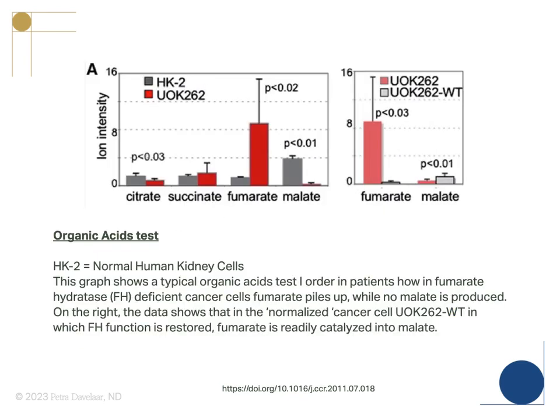This graph shows a typical organic acid test I order for patients. The gray bars are the normal healthy kidney cells and the red, the cancer cell line. Notice how in fumarate hydratase deficient cancer cells, fumarate piles up while no malate is produced. On the right, the data shows that in the gray normalized cancer cell, the wild type in which fumarate hydratase function is restored, fumarate is readily catalyzed into malate.